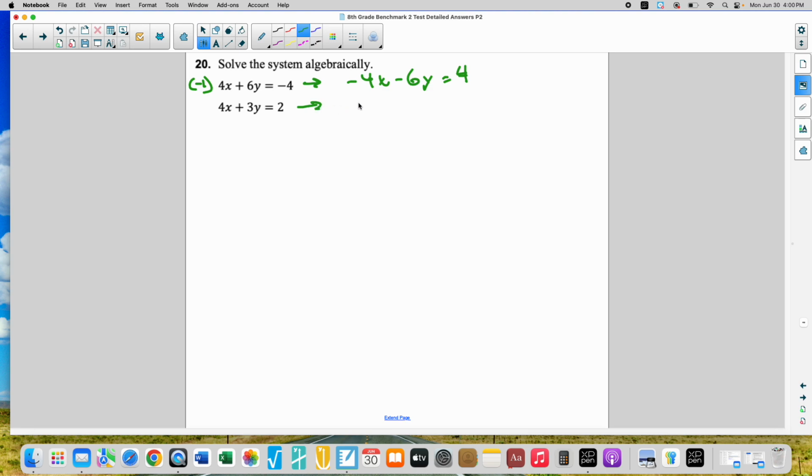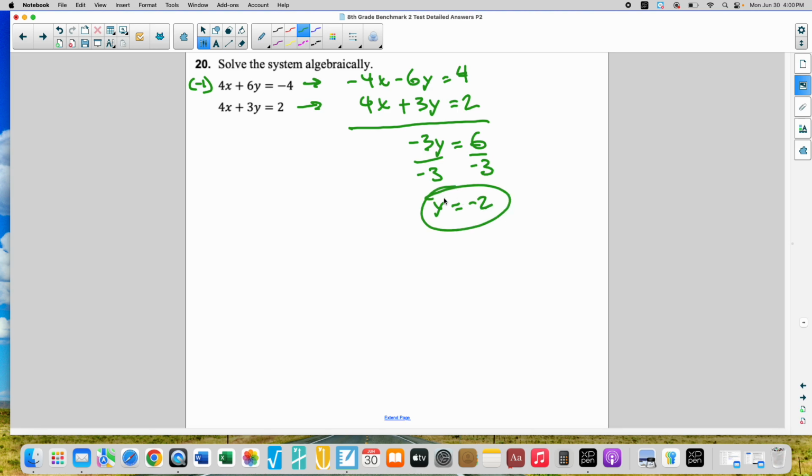And then I'm just going to bring this. I'm not going to manipulate this equation, and we get that. And now I'm going to combine the columns. The x's cancel. I'm left with -3y equals 6. We'll divide by -3. We get y equals -2. That's the y solution. That's the y part of the coordinate.